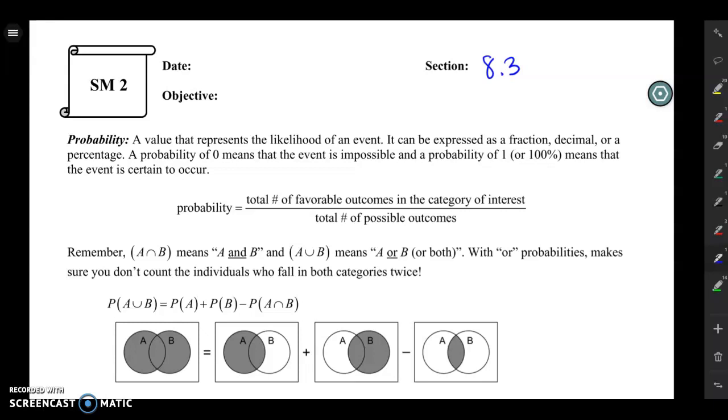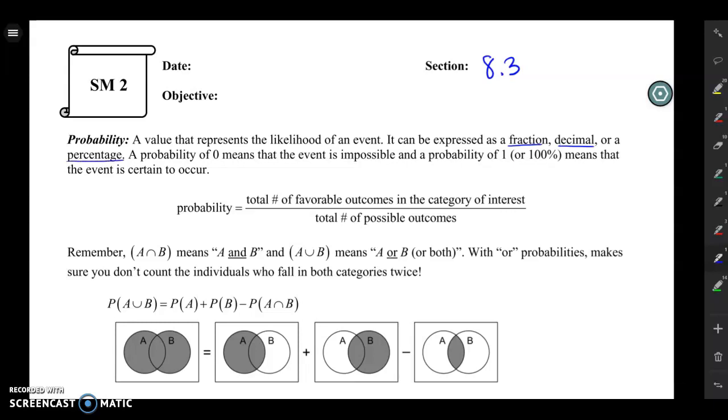In this video, we're going to be talking about the basics of what probability is and how to calculate probability. First of all, probability is just a number or a value that represents the likelihood of an event. It's a way of representing how likely it is that something is going to happen. We can write it as a fraction, a decimal, or a percent.